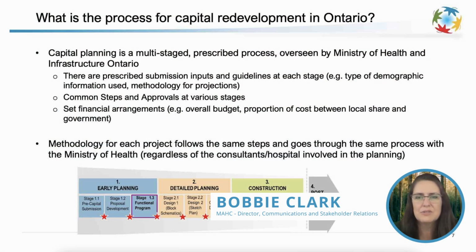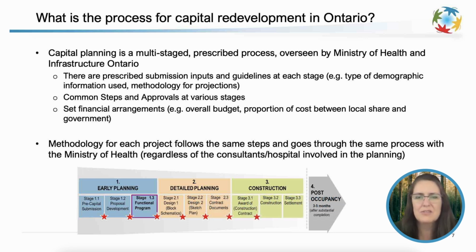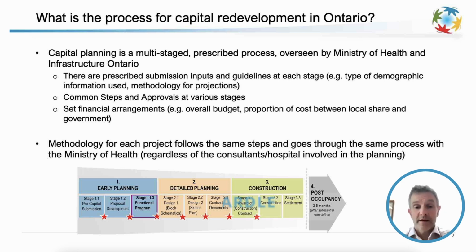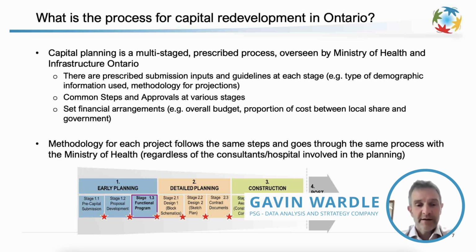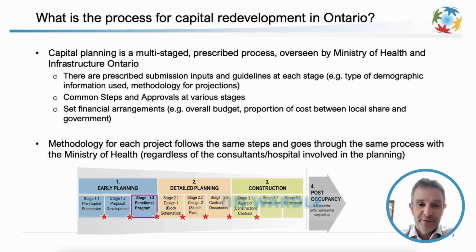The first one is the process of planning hospitals in Ontario. So I'm hoping you can walk us through this slide and just give a little bit of description of what it means. Yeah, I can. So, I'm most familiar with the early parts, the number one, the early planning.